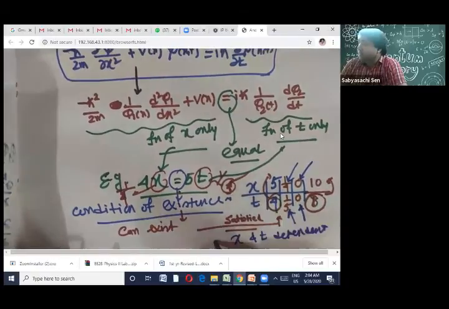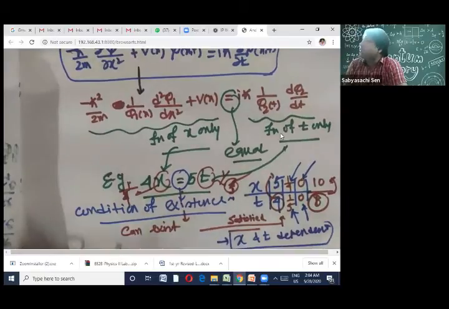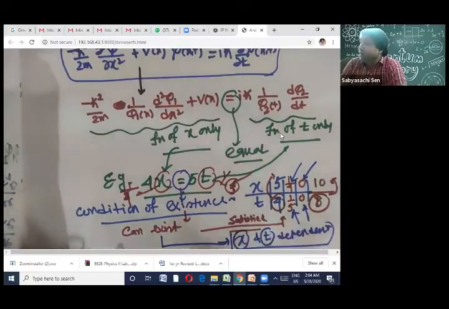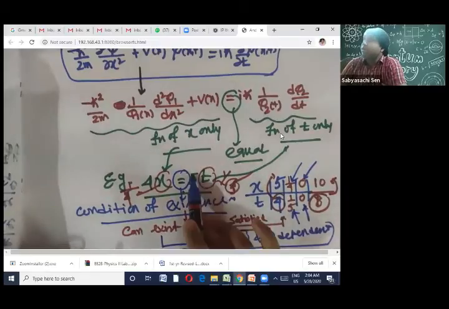They are dependent variables. If they depend on each other, then and only then can this equal sign exist. That means depending on the value of x, t has to change. If I make x as 5, t has to be 4. Then and only then will they be equal.